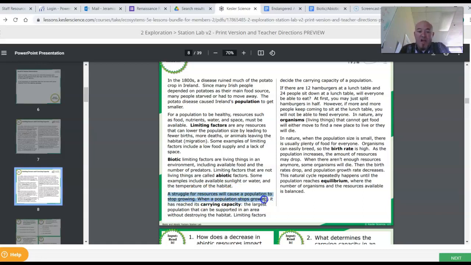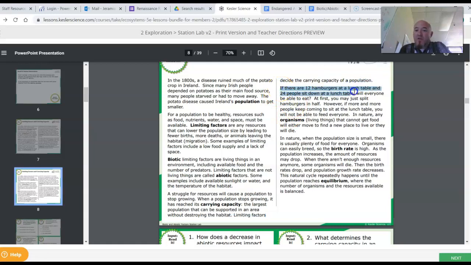When a population stops growing, it has reached its carrying capacity, the largest population that can be supported in an area without destroying habitat. That's what carrying capacity means right there. Limiting factors decide the carrying capacity of a population.